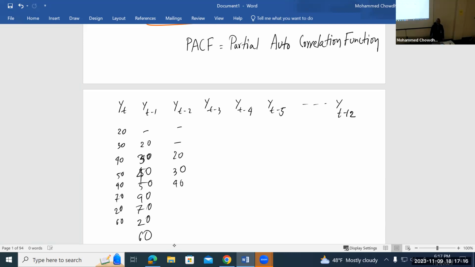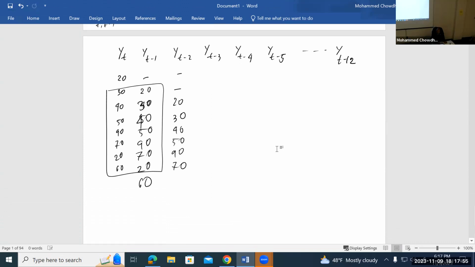Ready, right? So partial autocorrelation function means I have to find the correlation between this and that, and that will be the partial autocorrelation written as T and T minus one. Clear? So suppose I want to continue it here, 40, and then there is a 50, and there is a 90, and there is a 70. And then it will go down here, 70, 20, and 60.